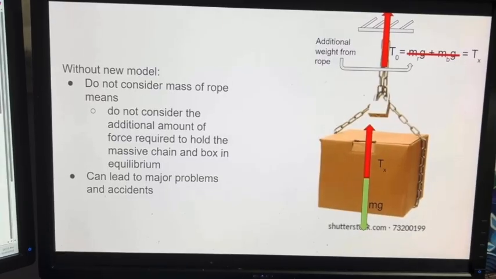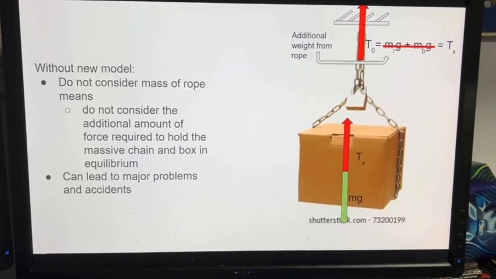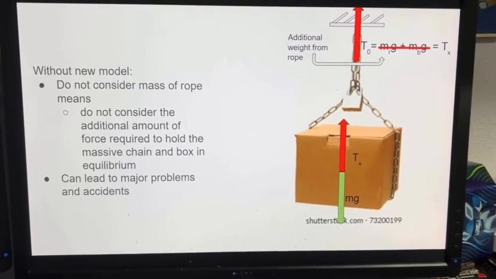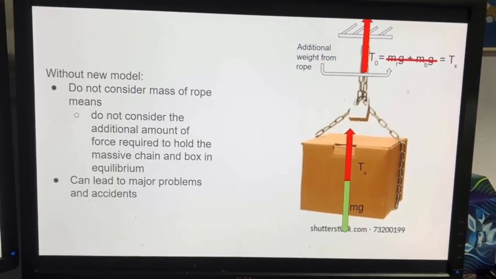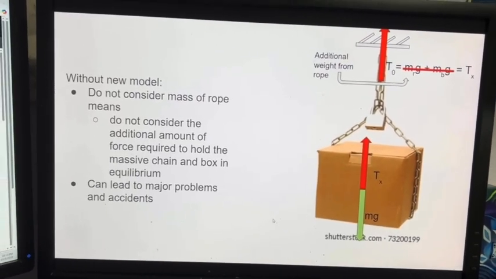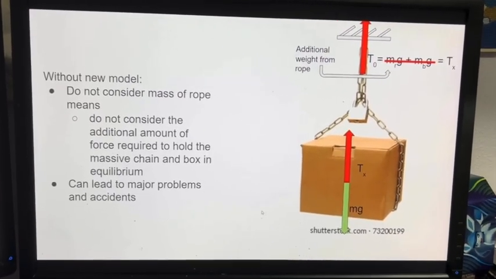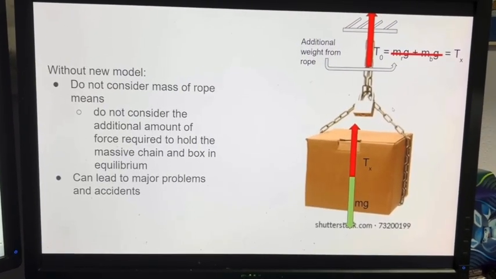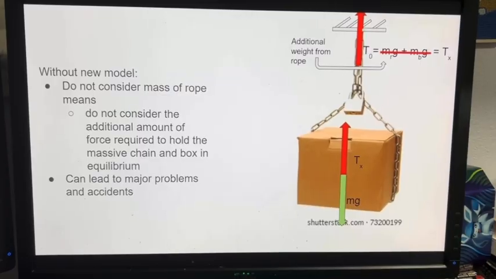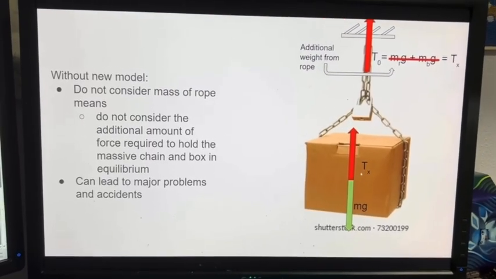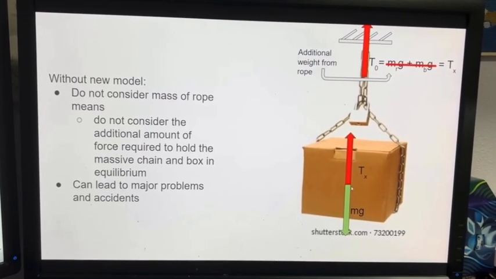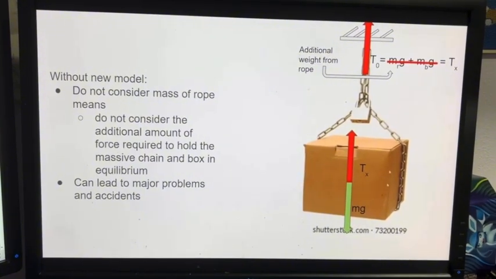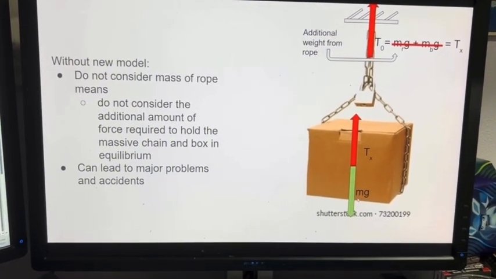So without the new model, we don't consider the mass, meaning that we don't consider the amount of additional force that is required to hold up both the chain and the box, and this can lead to major problems and accidents. So let's take a look mathematically how that looks. So in the original physics model, we would consider the tension here to be equivalent to tension Tx, because it's almost like the only weight that matters is the box, and that's not true.